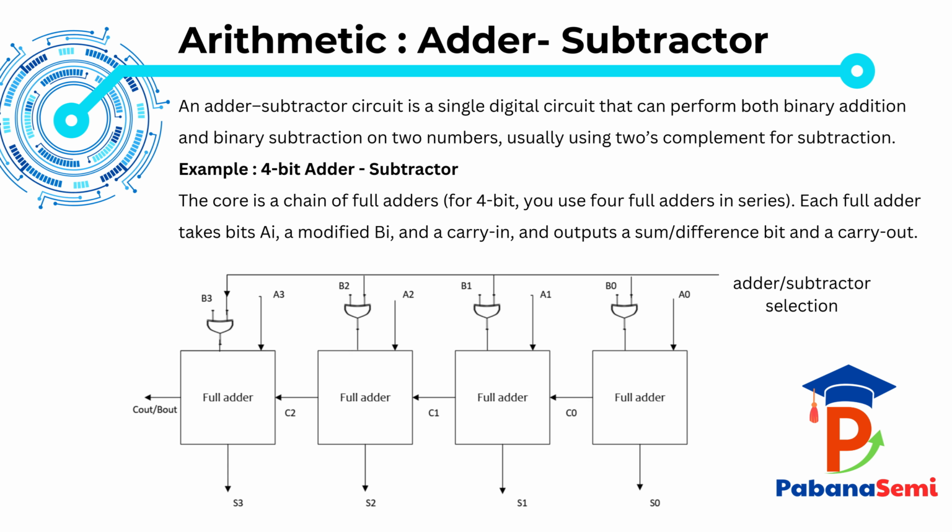So with one control signal, the same ripple full adder chain can generate either a sum or a difference, and the final carry-out can also be interpreted as a borrow indicator in subtraction.